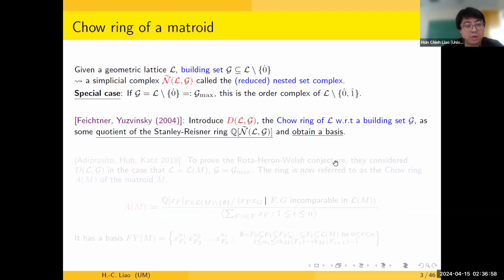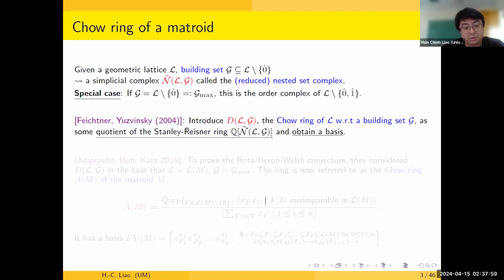Now with a matroid, we can associate it with an algebra called the Chow ring of a matroid. It was first introduced by Feichtner and Yuzvinsky in a more general setting. First, we have a geometric lattice L, which you can think of as the lattice of flats of a matroid, and a certain subset G of L satisfying a special condition called a building set. Given such a pair, we can associate it with a simplicial complex, the reduced nested set complex. For combinatorics people, the special case is when the building set is L minus the minimal element, which is also the maximal building set. Then the simplicial complex is exactly the order complex of the proper part of L.